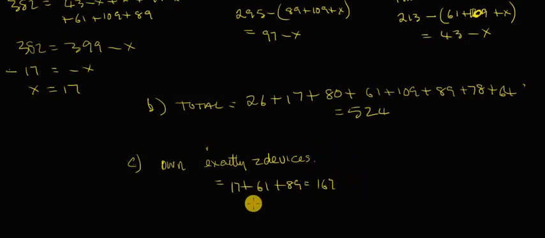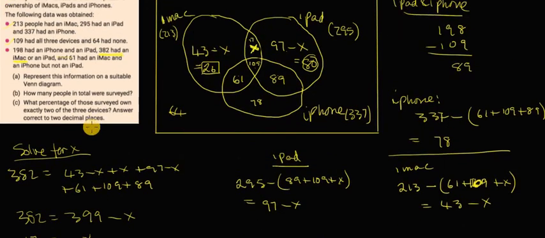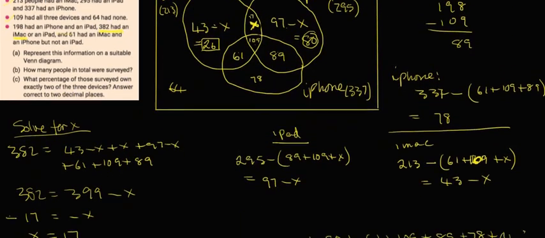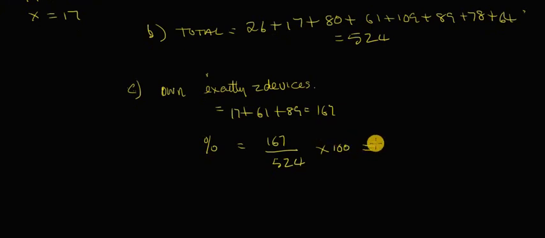Now, the question says what percentage of these people own these devices. So the percentage is equal to 167 divided by the total number of people, which is 524. That's going to give me a decimal, and then I multiply it by 100 to turn it into a percentage, and I think the question says to 2 decimal places. So let's see what the calculator says with that. That's equal to 31.87%, and that's your answer to that. I hope that helped.